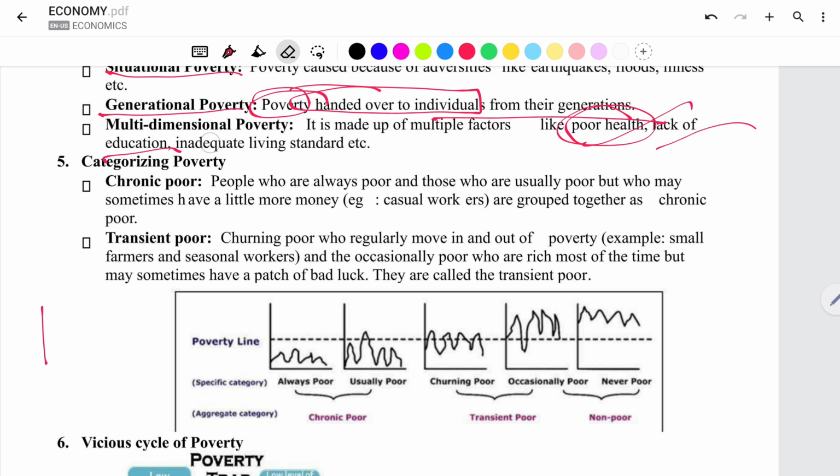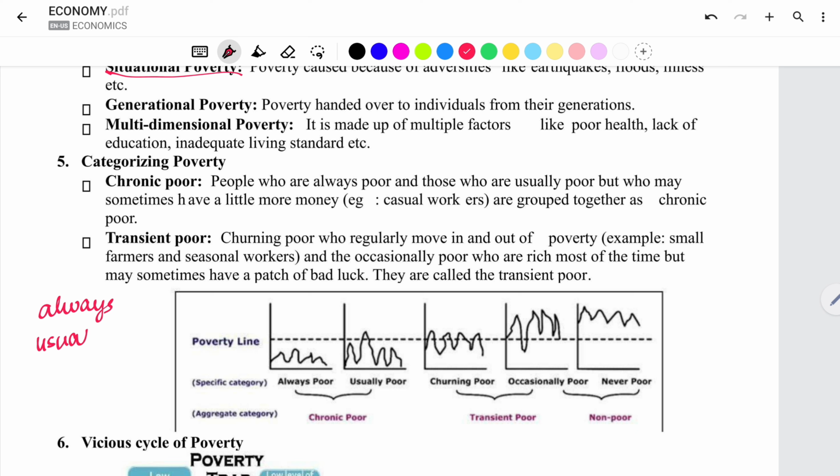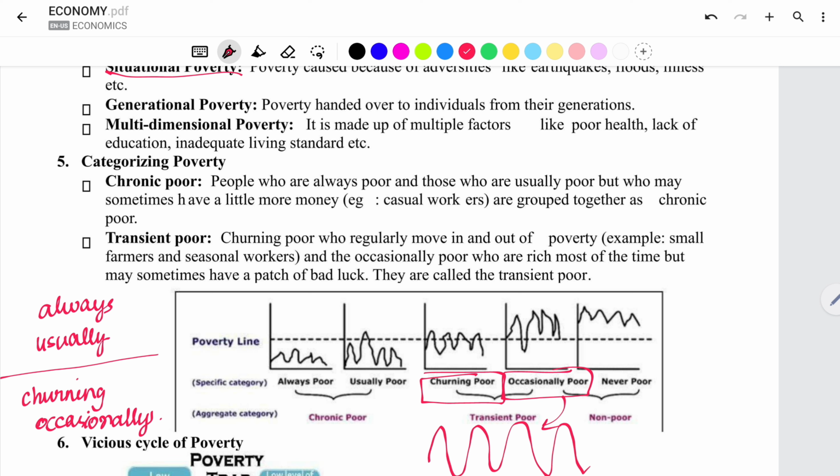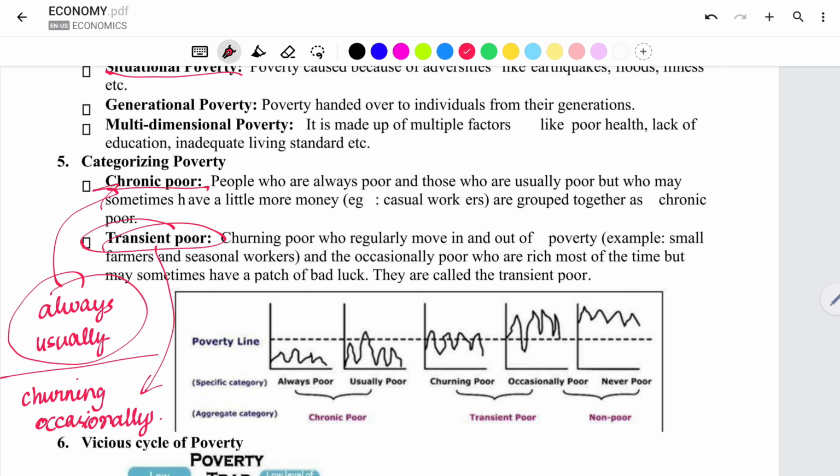The next categories are churning poor and occasionally poor. So we have always and usually, then we have churning poor and occasionally poor. Churning poor and occasionally poor are transient poor. Churning is up, down, up, down, up, down. Occasionally is 1 by 4, the opposite of usually, which is 3 by 4. Just one time they are poor is what we call occasionally poor. Churning poor and occasionally poor belong to the transient poor. Usually poor and always poor belong to the chronic poor. Churning poor is people who are usually poor but who may sometimes have a little more money.